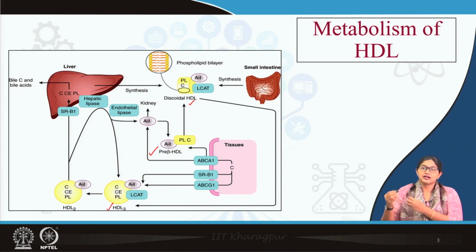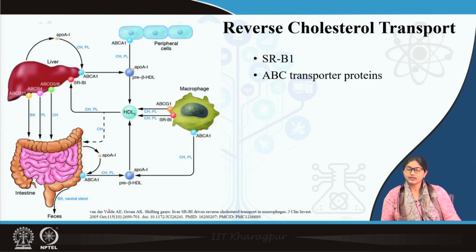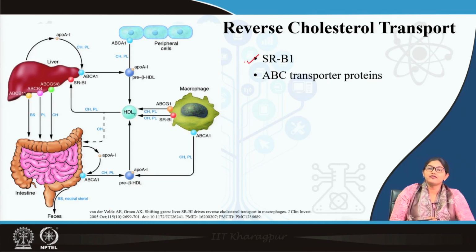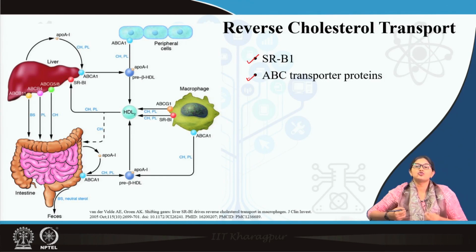The reverse one is basically transferring cholesterol back from extrahepatic tissue to liver. So, this is known as reverse cholesterol transport, and this reverse cholesterol transport is done by HDL. Now, in this regard, there are two very important receptors playing the main role in reverse cholesterol transport. One is SRB1. If you remember, we named these two receptors in our previous class. SRB1 stands for scavenger receptor B1, and the other is ABC transporter protein. ABC stands for ATP binding cassette transporter proteins. So, these two groups of receptors are very important in reverse cholesterol transport.